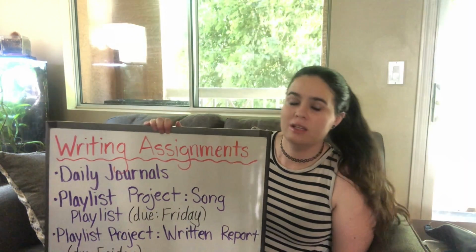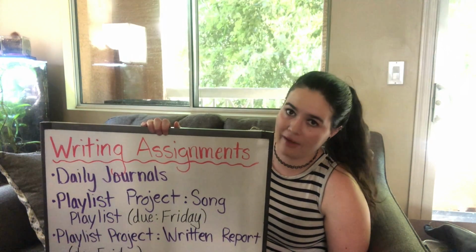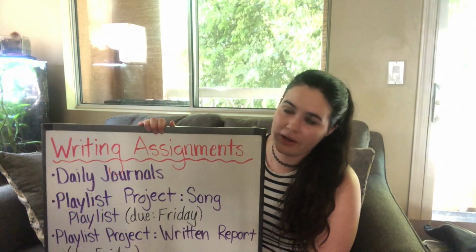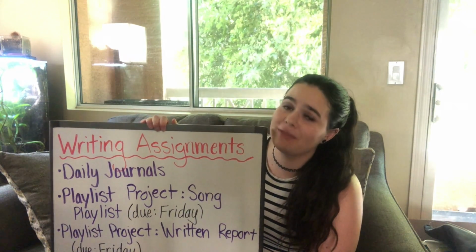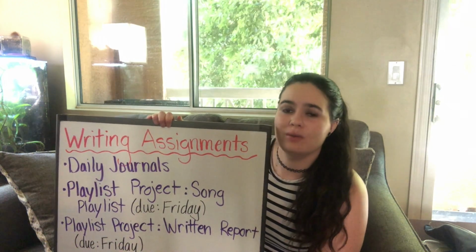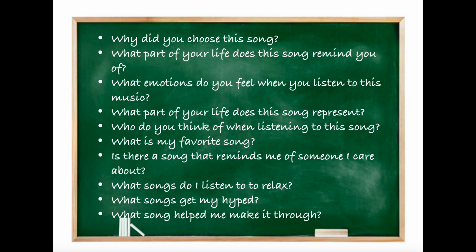So for your written report, you are going to be writing 1 paragraph about each of your songs. Your paragraphs will be 8 or more sentences, and what you're going to write about is going to be very personal to you. So some things that you might include in your written report are: Why did you choose this song? What part of your life does this song remind you of? What emotions do you feel when you listen to this music? What part of your life does this song represent? Who do you think of when listening to this song?